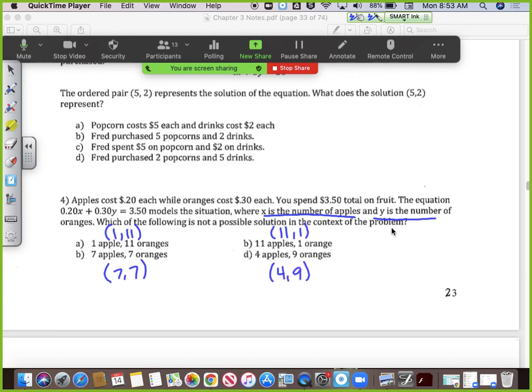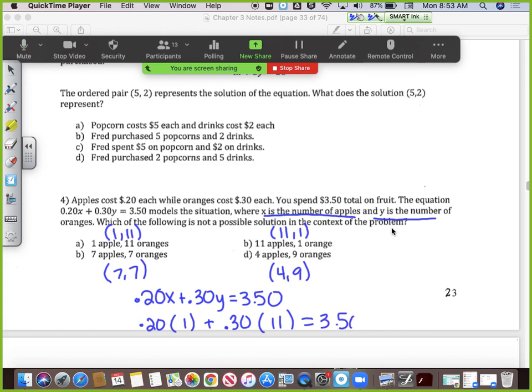What they want us to do is take all 4 of these ordered pairs and replace them in for the equation 0.20x plus 0.30y equals 3.50. Okay, so I have to do that with my calculator as well. So we'll try the first one. I'm going to replace a 1 in for x here, and 11 in for y, and see if this is equal to 3.50.